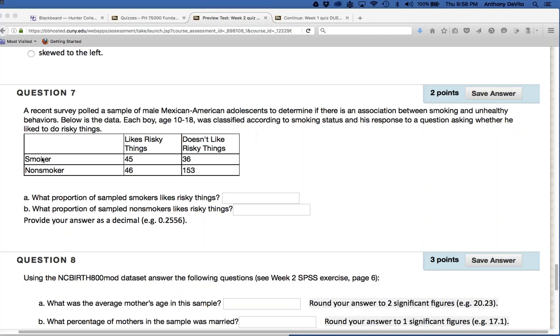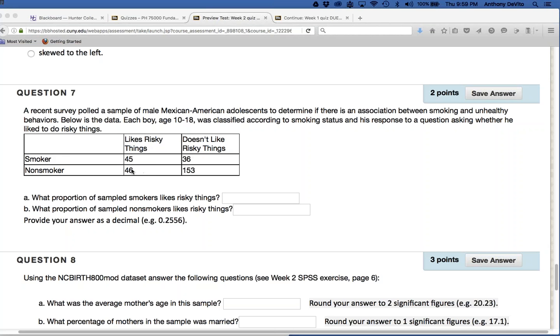Most of the time, you like to put the exposure or the risk in the rows and the outcome in the columns. In this case, we ask them, do you smoke or not? If you're a smoker or a non-smoker, you're in one of these two rows. Then in the columns, we put down whether that person says he likes doing risky things or he doesn't. It looks like they interviewed about 300 Mexican American adolescents, and 45 of them happened to be smokers who like doing risky things. 36 smokers didn't like to do risky things.